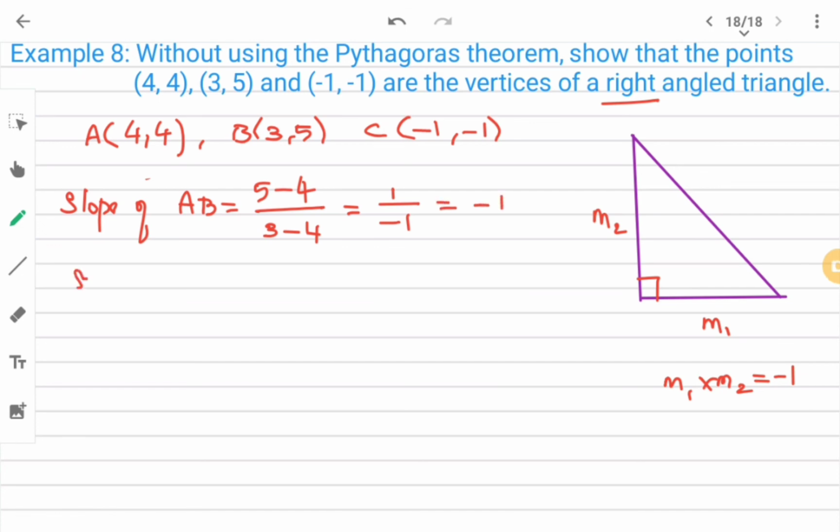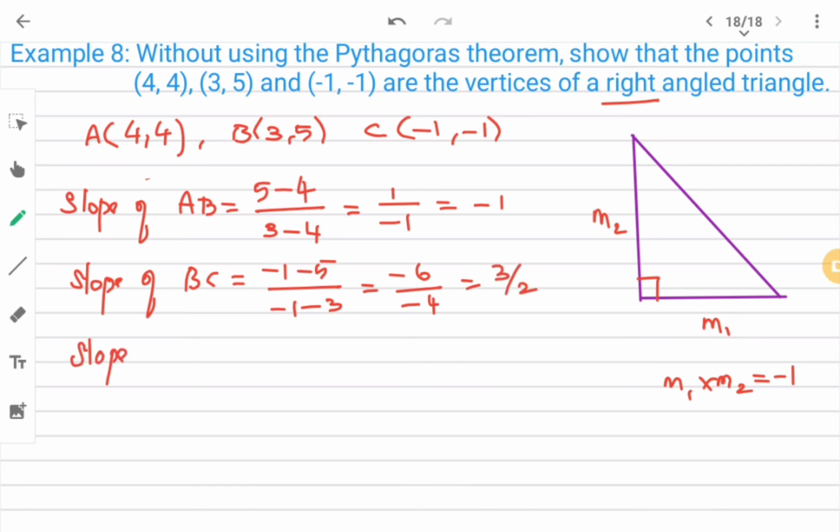So, we will get minus 1. And the next one is slope of BC. Now I am going to take (-1, -1) as (x2, y2). I will get (-1 minus 5) by (-1 minus 3). So, it will become minus 6 by minus 4. Then you will get 3 by 2. And last, I am going to find slope of AC. For this, I am going to take (-1, -1) as (x2, y2). So, (-1 minus 4) by (-1 minus 4). Now, you will get minus 5 by minus 5, that is equal to 1.